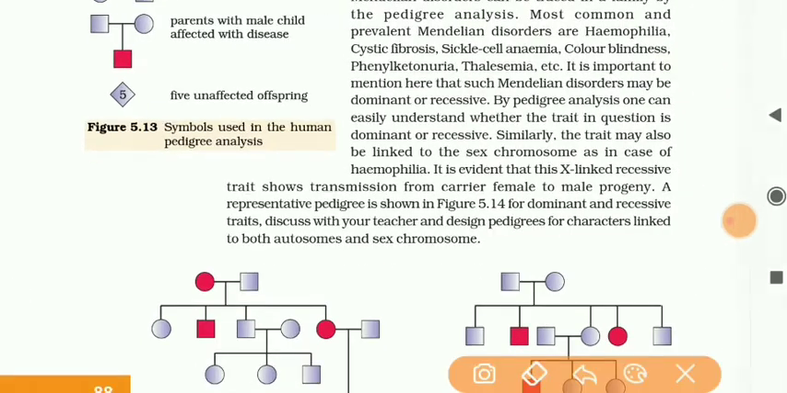One important thing here: the Mendelian disorder may be dominant or recessive type. By pedigree analysis, one can easily understand whether the trait in question is dominant or recessive. If someone asks you how to confirm whether the nature of a particular disease is dominant or recessive, then you must know pedigree analysis. Similarly, the trait may also be linked to the sex chromosome, as in the case of hemophilia. It is evident that X-linked recessive traits show transmission from carrier female to male progeny.